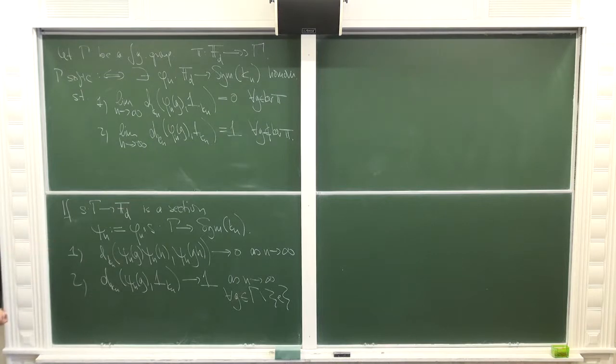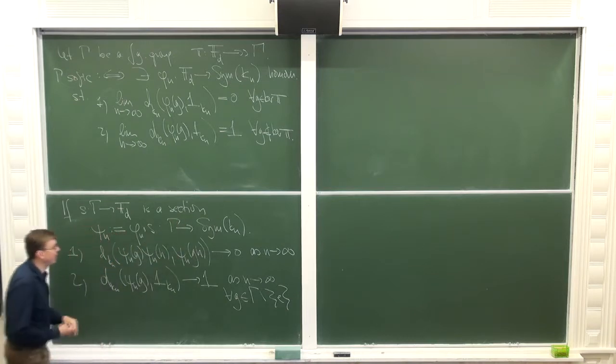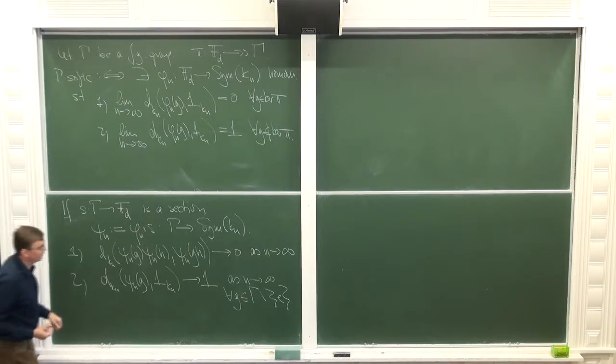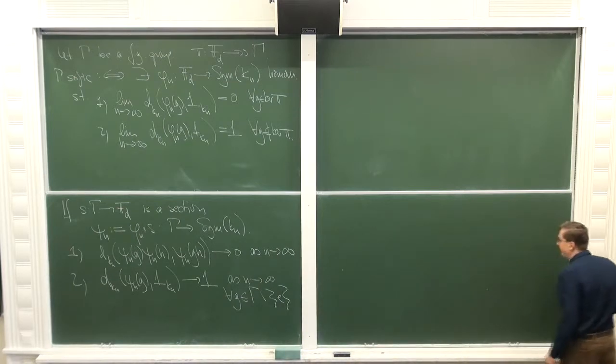Right? So from this description, for example, it's completely obvious that if the group is residually finite, then of course it will be sofic, because you can just take the finite quotients and use the permutation representation of these finite groups to see that this definition is satisfied. So this is also very easy.